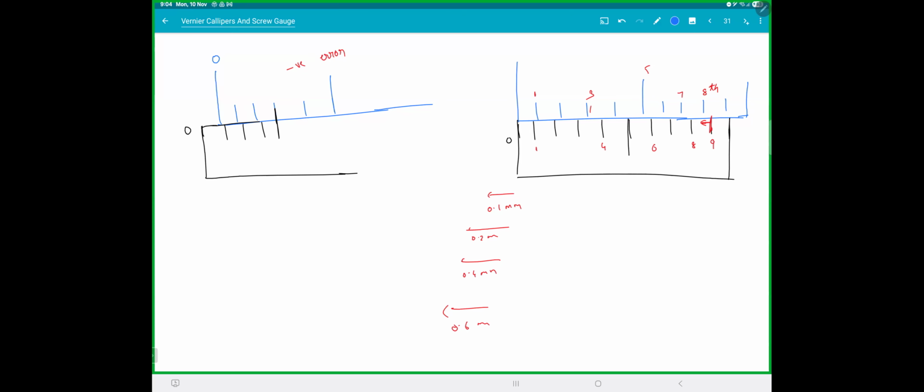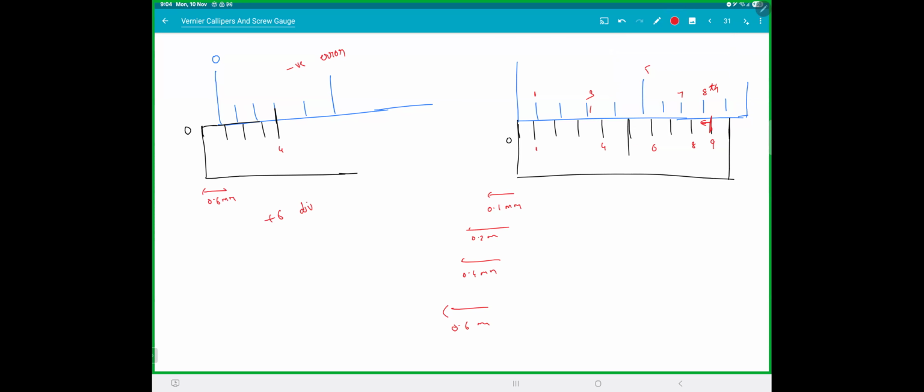Are you getting it? Because you're going in the opposite direction, the numbers will not go 1, 2, 3, the numbers will go 9, 8, 7. So if this is 0.4 mm, then what is the correction? The correction is plus 6 divisions. You must have moved this 0.6 mm backward. That's why the 0 is behind. Are you getting it? So that means whatever final answer you get, you should add 0.6 mm to it.